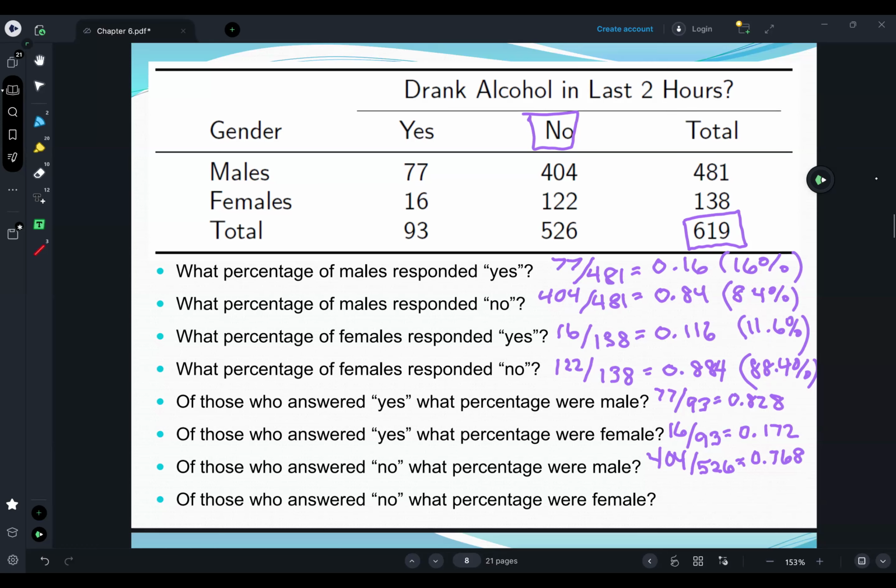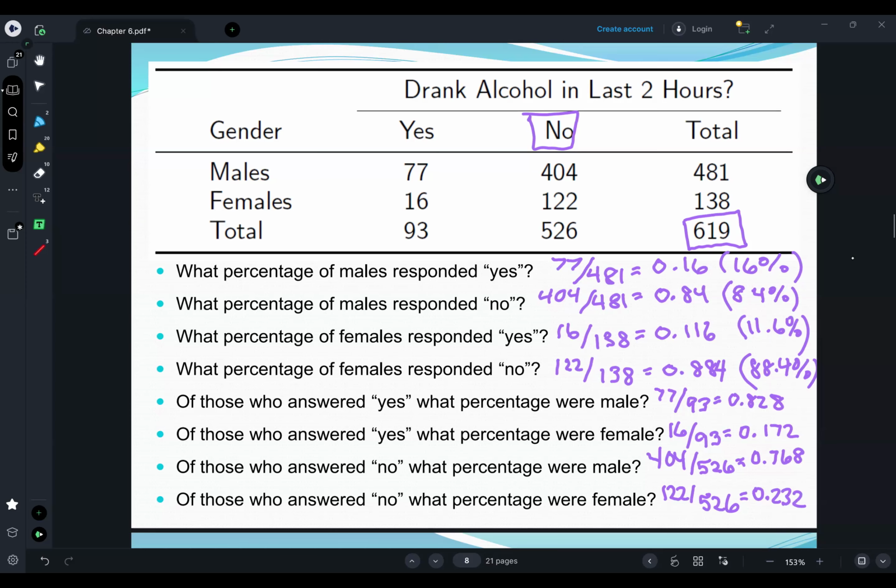And finally, the last question, of those who answered no, same column variable, right? What percentage were female? Perfect. 122 divided by 526. And that is going to give us 0.232 by my calculation. Anybody disagree with that? All looks good? Okay. So that's how we get those conditional distributions.